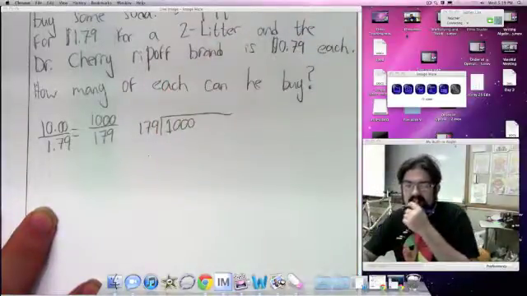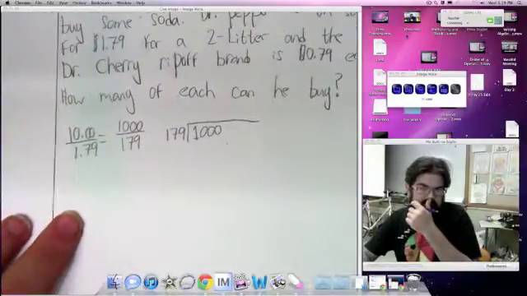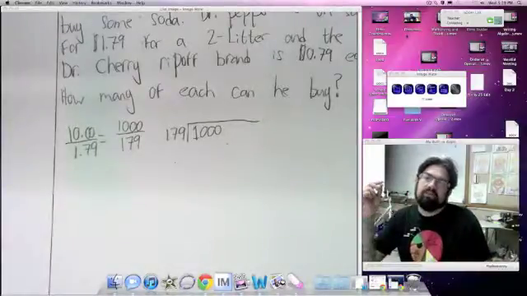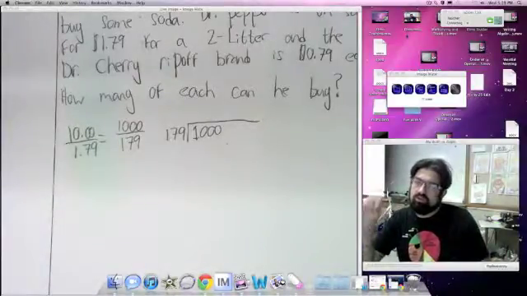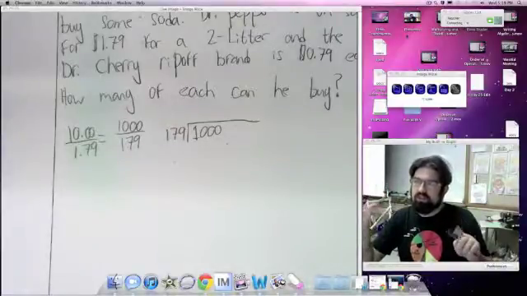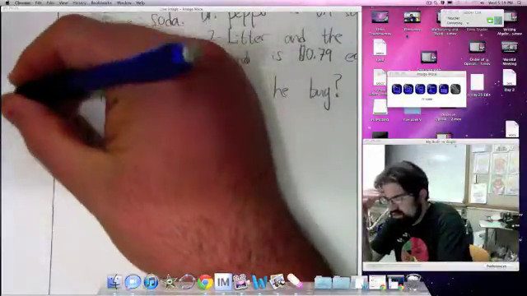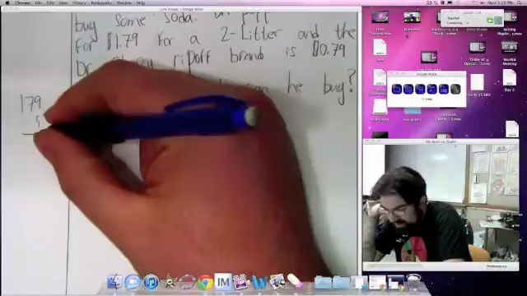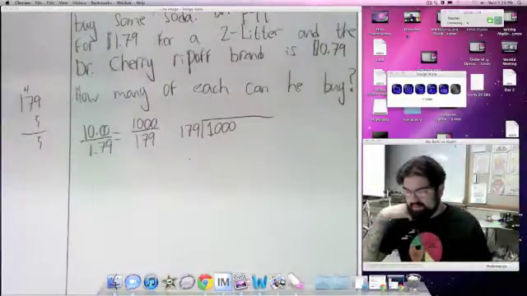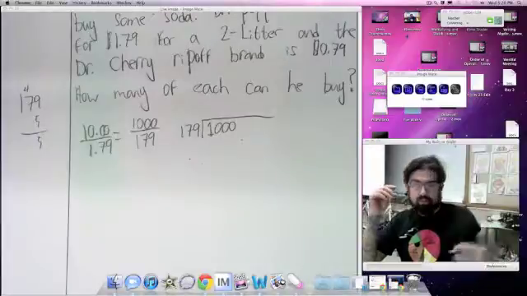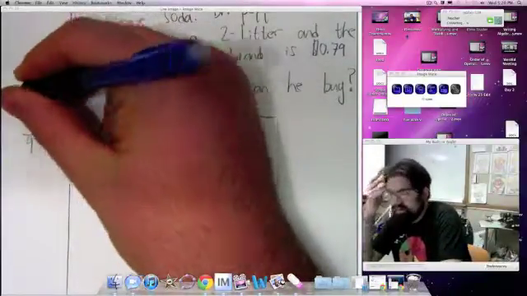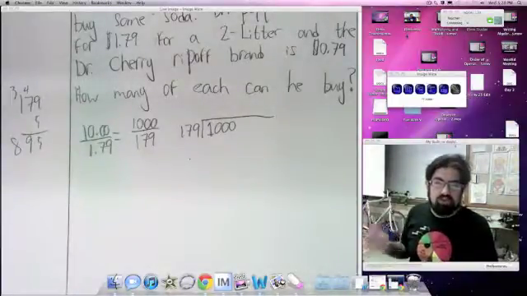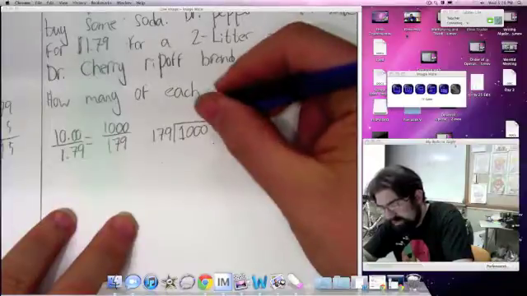Let's see, 179. I'm going to guess that goes in, let's see, if I round up to $2, it would be $200, 400, 600, that'd be 5, right? So let's see what 179 times 5 is. 5 times 9 is 45. 5 times 7 is 35 plus 4, 39. 5 times 1 is 5 plus 3 is 8. 895. That's pretty close to 1,000. I think that's going to work. So that went in 5 times.